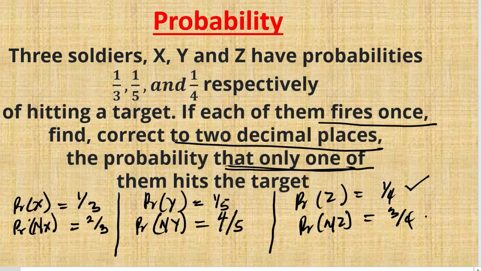With this, I hope you understood our approach to finding the probability that only one of them hits the target, working correct to 2 decimal places.